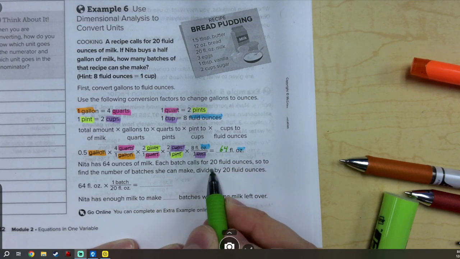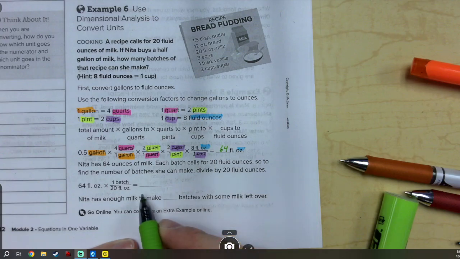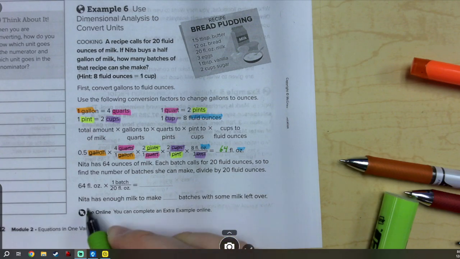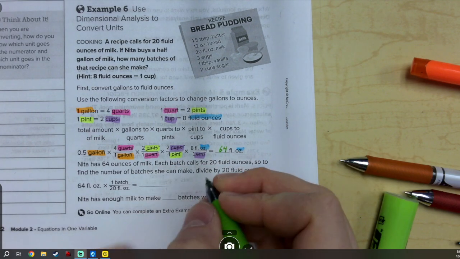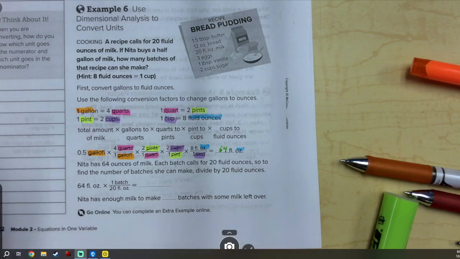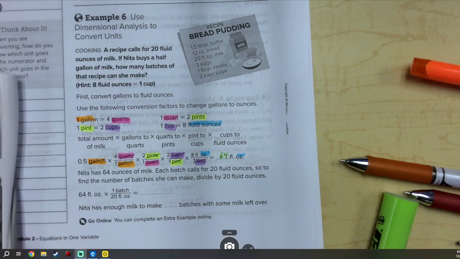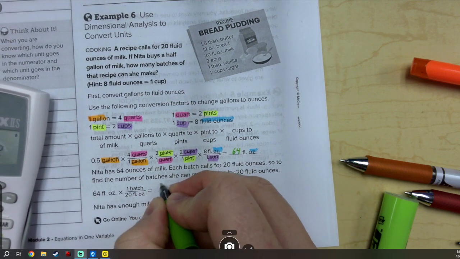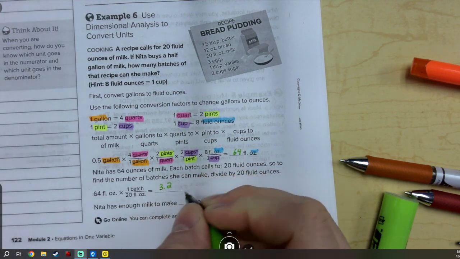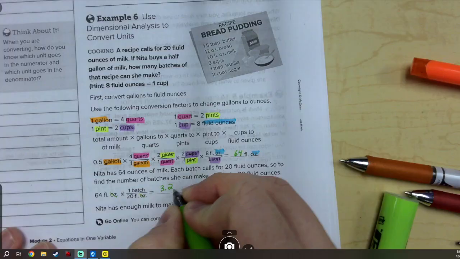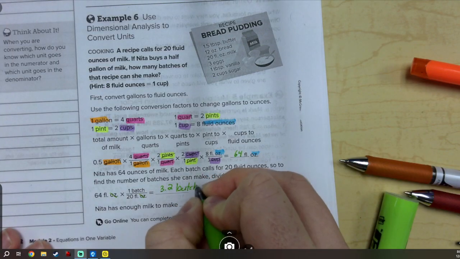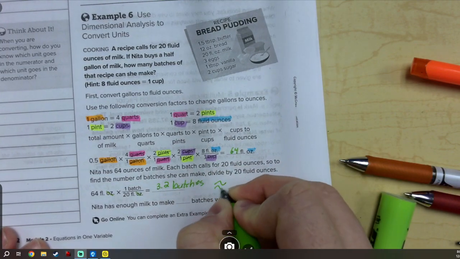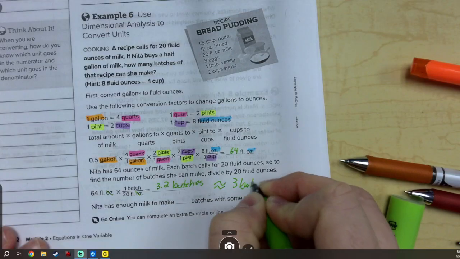Each batch calls for 20 fluid ounces, so find the number of batches she can make. 64 divided by 20, this is going to be a little bit over 3. So 64 divided by 20 gives us 3.2. Ounces cancel, so we have batches. So approximately 3 batches.